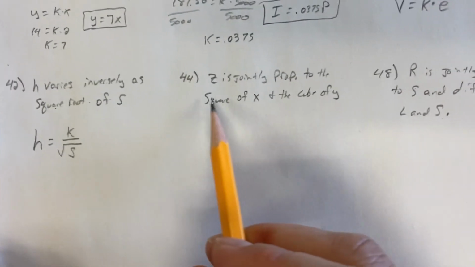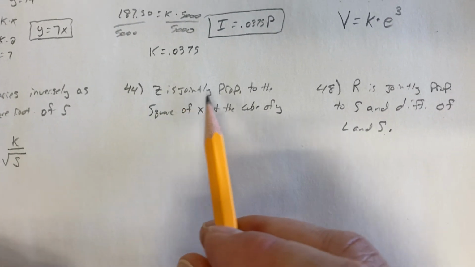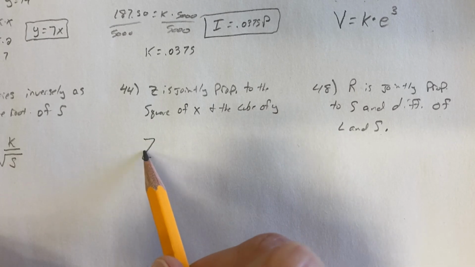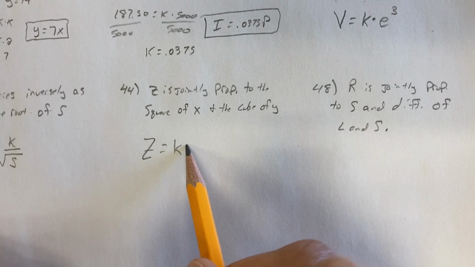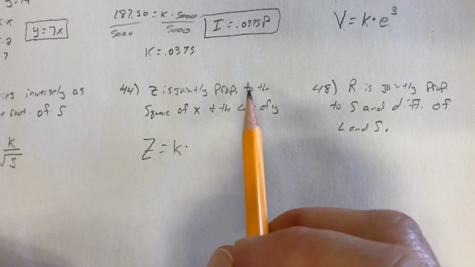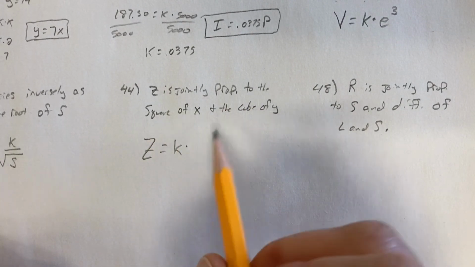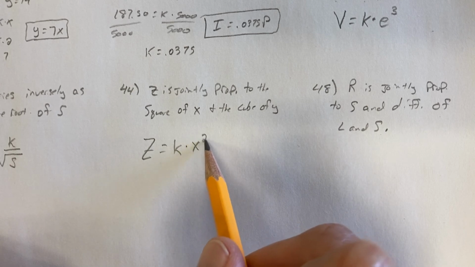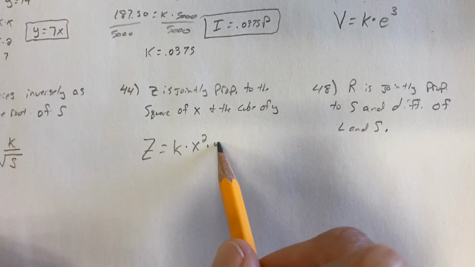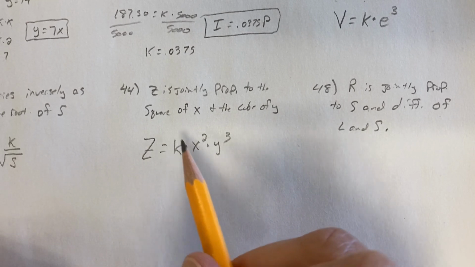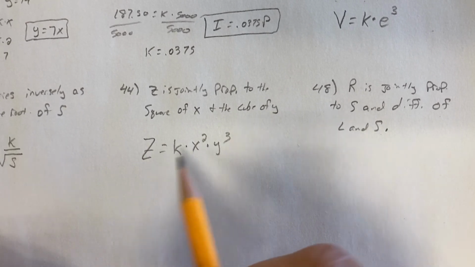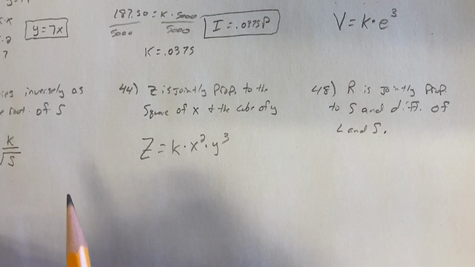Right. 44, z is jointly proportional. What that means is that it's direct with more than just one thing. Okay, so we got our k, and we're going to multiply by a couple different things. In this case, it's going to be the square of x, so x squared, and the cube of y, y cubed. We don't have a second k or anything. It's just there as the one-time constant, but it's going to be both of these things in this.